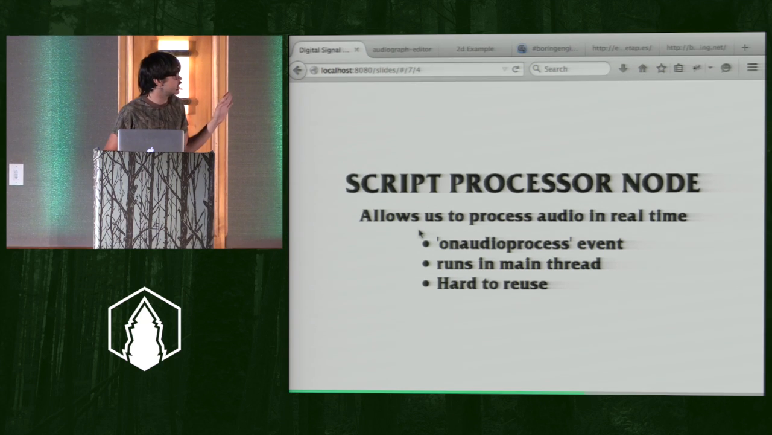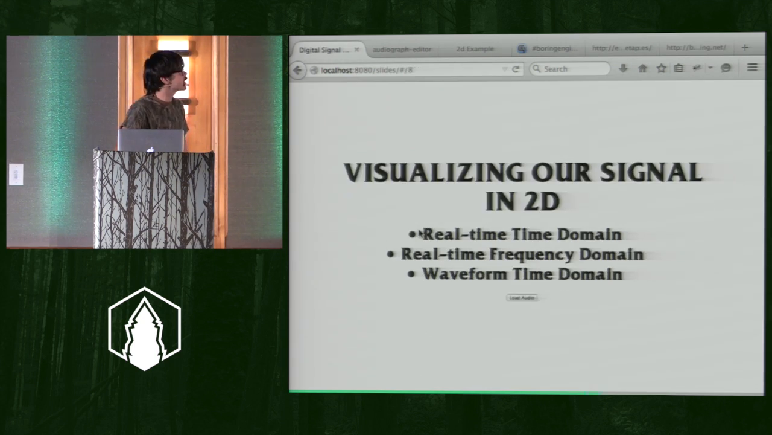Have an understanding of the analyzer node. We'll go over the script processor node real quick. Like I said, we have that on audio process event, and there's a couple downsides to it, right? You have to write it so that it's contained within your regular code. It's hard to reuse. It's not the best situation right now, is basically what I'm getting at.